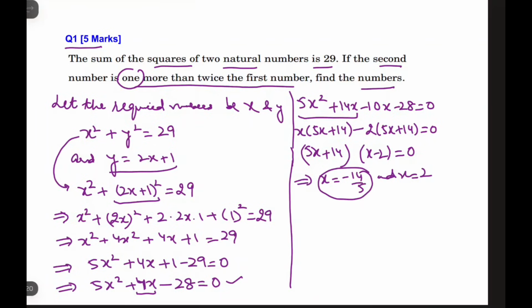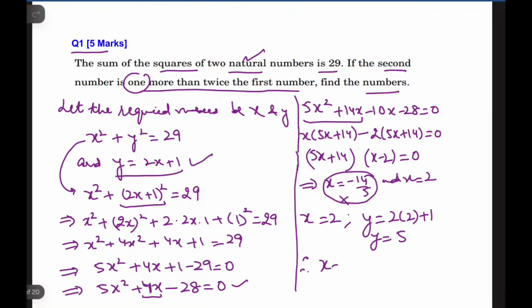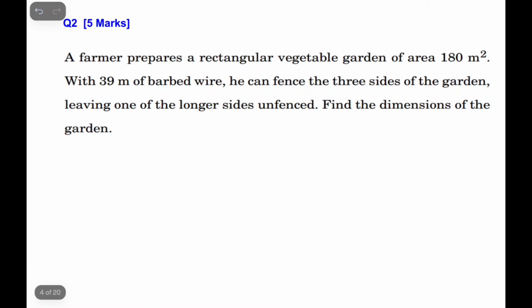But minus 14 by 5 is not possible because it is a natural number. So we'll take x is equal to 2. So from this equation we'll calculate the y value: 2 times 2 plus 1. Y value will be 5. So therefore x is equal to 2 and y is equal to 5. The required numbers are 2 and 5.